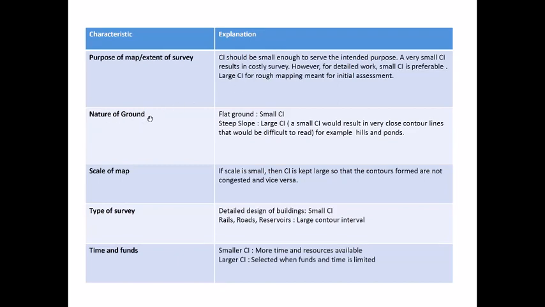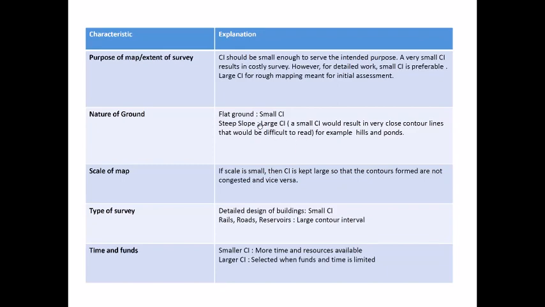Then nature of the ground. If you have a flat ground, you will choose a small contour interval. That is because, since the land is flat, if you choose a large contour interval, then on a very large part of the land you would have just one line, because the slope is not changing. It's a flat ground. So to get some meaningful results on flat ground, you need to choose a small contour interval, so that by looking at the map you'll get some sense out of it.